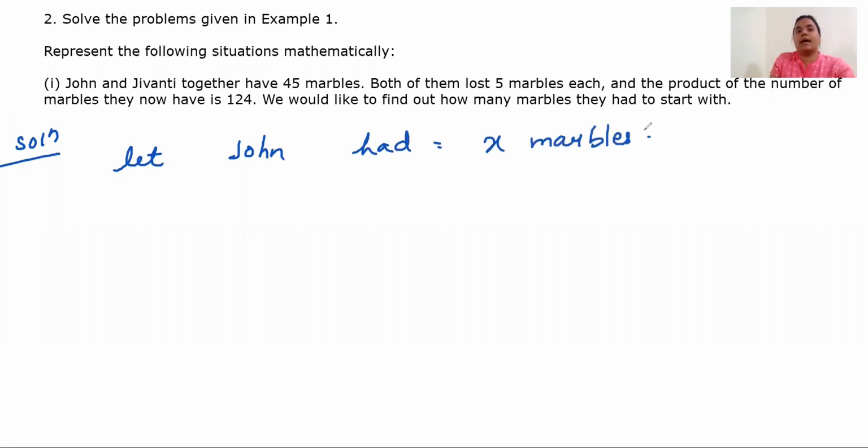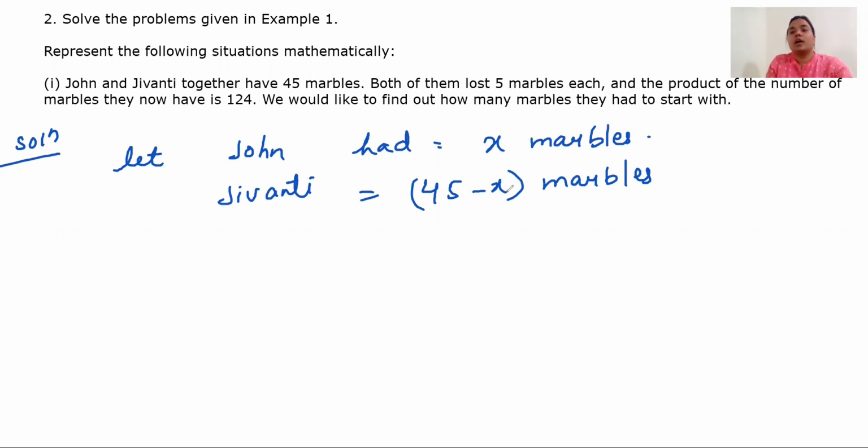So if together they have 45, then Jivanti will have 45 minus X marbles, because together they had 45. When we know the first one, the second one will be 45 minus X. Means John plus Jivanti is 45. John is X, so X plus Jivanti is 45, so Jivanti will be 45 minus X. It goes on like that.